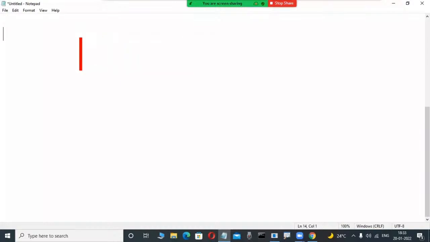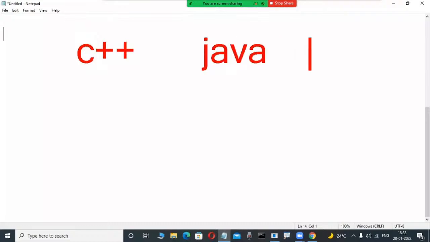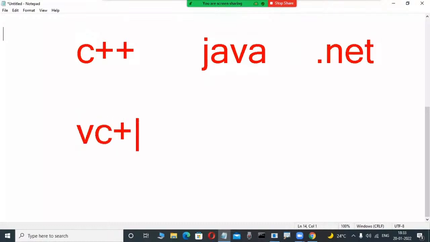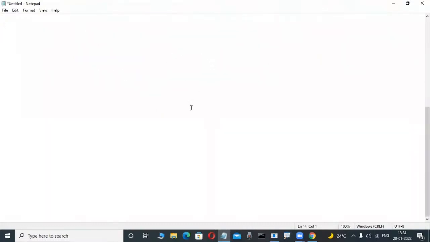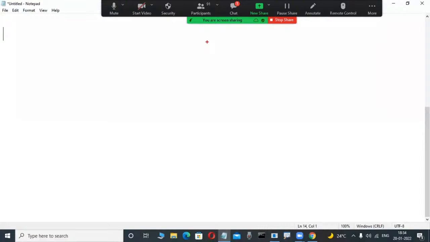What are the object-oriented languages worldwide? C++ is an object-oriented language. Java is a popular object-oriented language. C# .NET is an object-oriented language. VC++ is an object-oriented language. That's why there are so many object-oriented languages. Suppose I take two languages today as an example. Through that, we will observe whether these SQLs are different or the same.